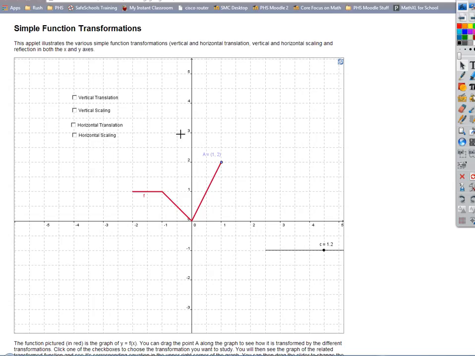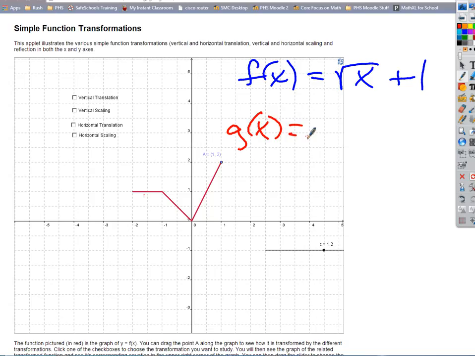Okay, so here's an example. Let's say the original function was something like the square root of x plus 1. Okay, so there's the formula that's calculating the y values for each x value, right? Now, if I want to flip that, if I want to create a new function g of x that's going to flip that whole thing over the x-axis, what is g of x going to have to look like?